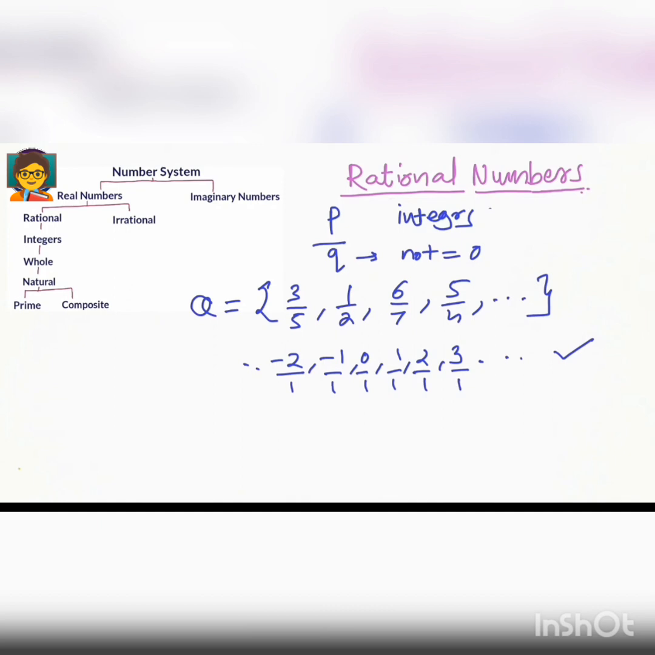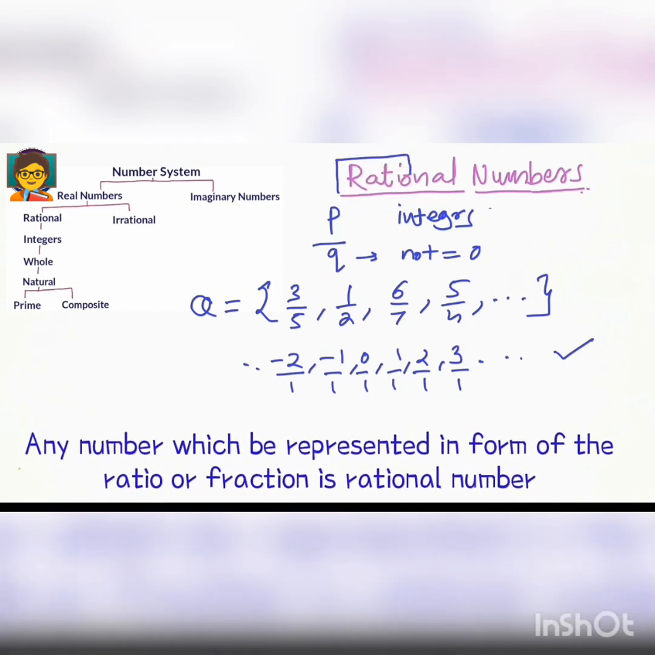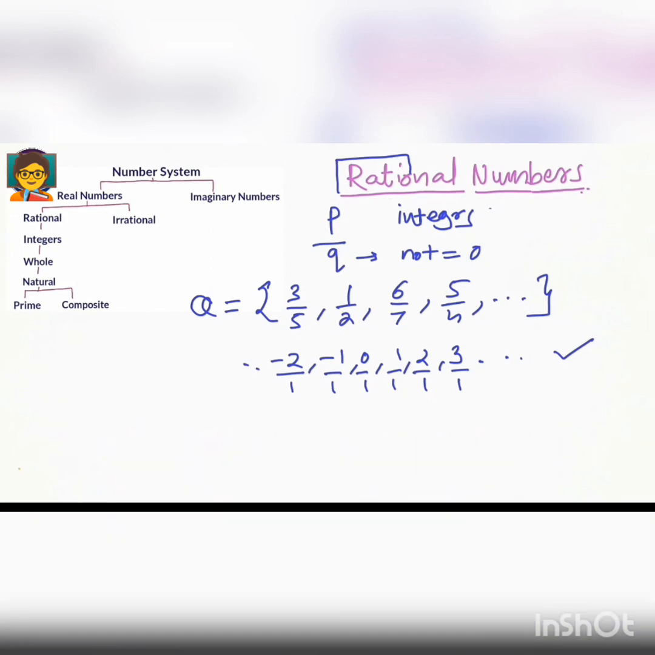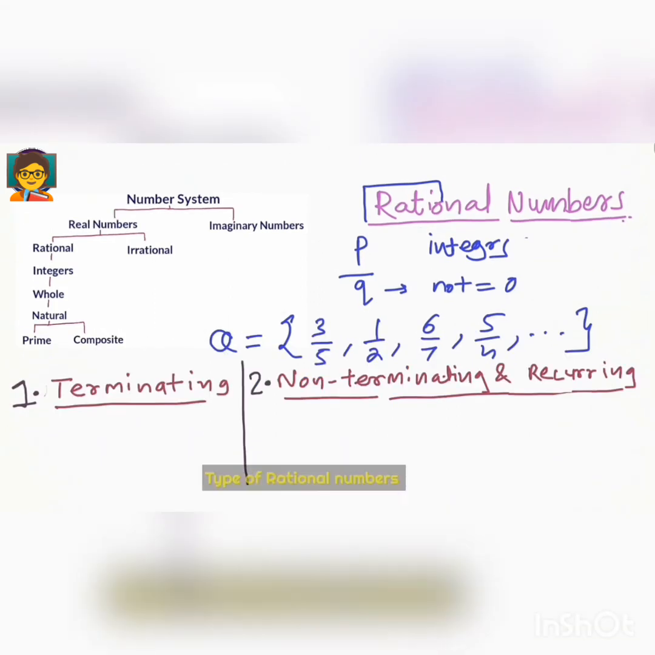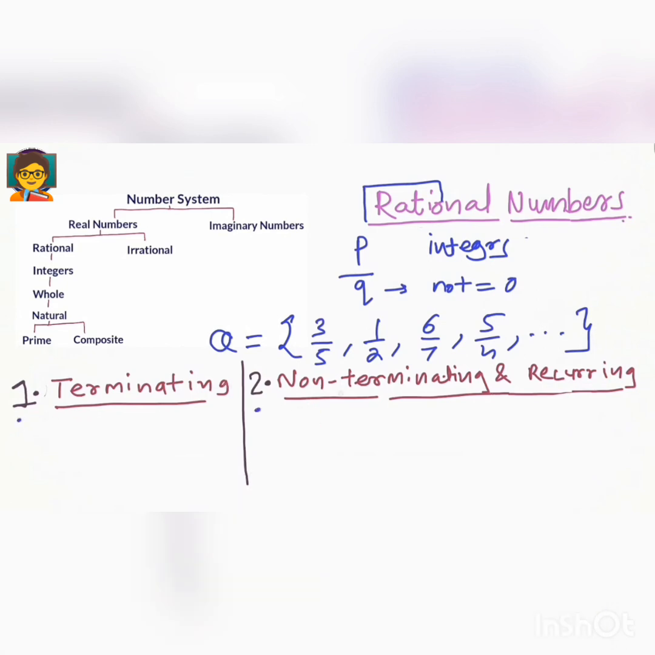Now coming to the most important part, how you are going to remember the rational numbers. Just have a look at this word rational. It has ratio in it. Ratio means fraction. So any number which can be represented in the form of a ratio or fraction is a rational number. Let's understand the types of rational numbers. There are two types of rational number. Number one is terminating rational numbers and number two is non-terminating and recurring rational numbers.